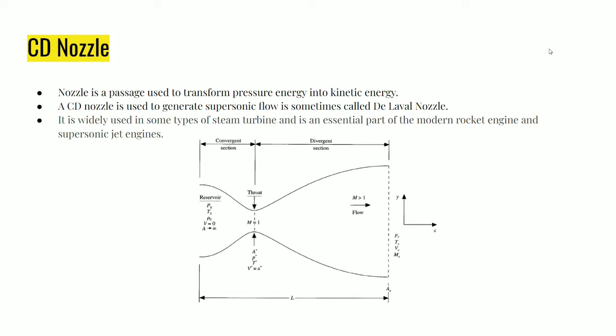So first, what is a nozzle? Nozzle is a passage used to transform pressure energy into kinetic energy. Basically, it increases the velocity of the fluid and decreases the pressure of the fluid. As we know from Bernoulli's law, we can derive that pressure is inversely proportional to velocity. So first pressure is higher and velocity is low. Through the nozzle we increase our velocity and thereby decrease pressure.